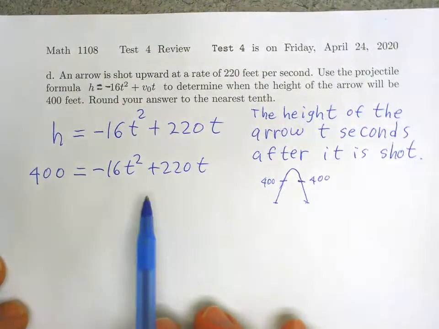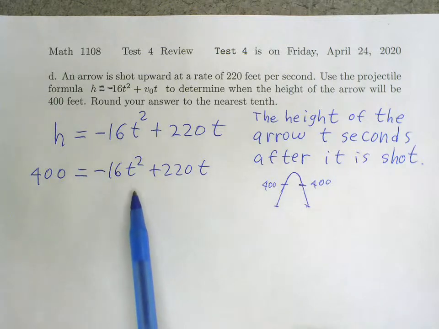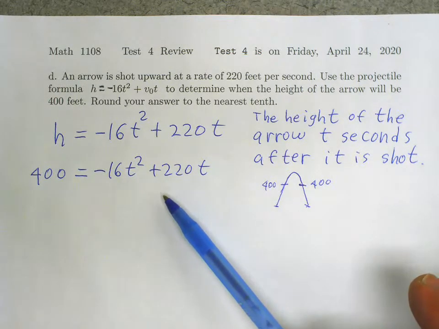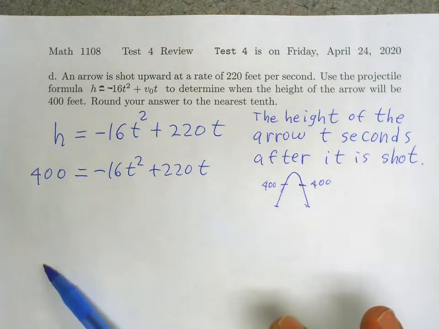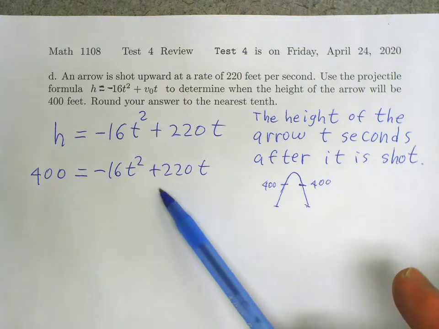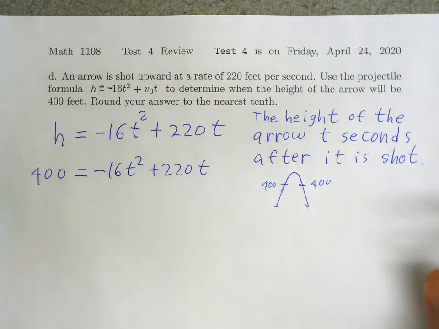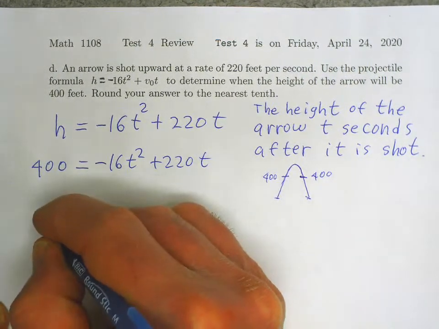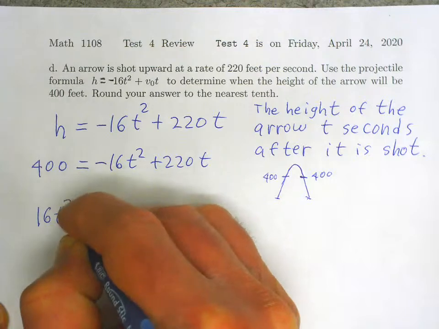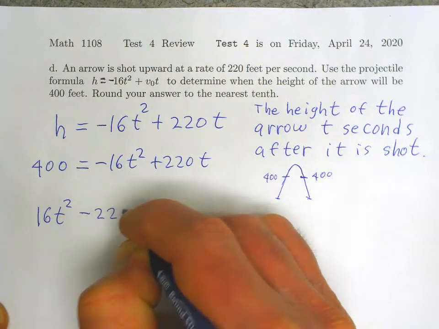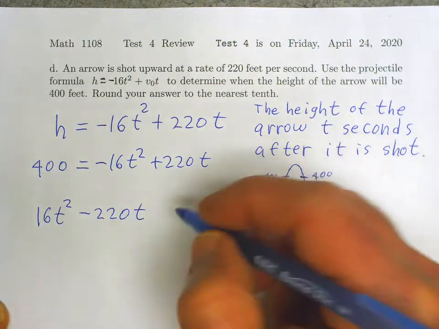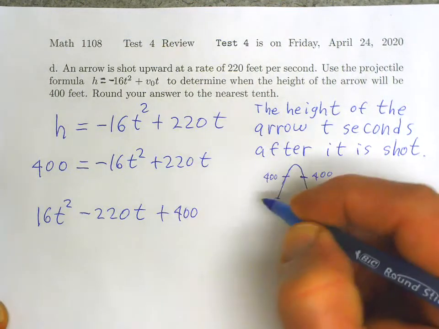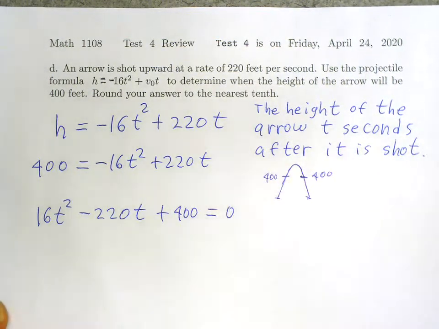Okay, this equation is a quadratic equation in the variable t, and we know how to solve every quadratic equation. So what I'm going to do, I'm going to add 16t to the second to both sides and subtract 220t from both sides, and we'll get the standard equation. 16t to the second minus 220t plus 400 equals 0.